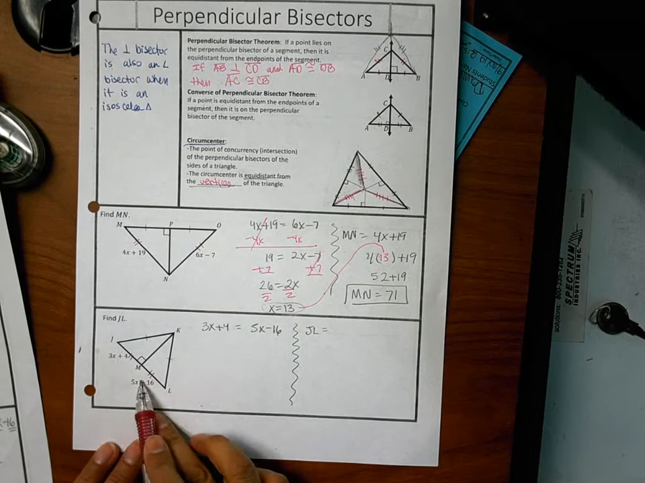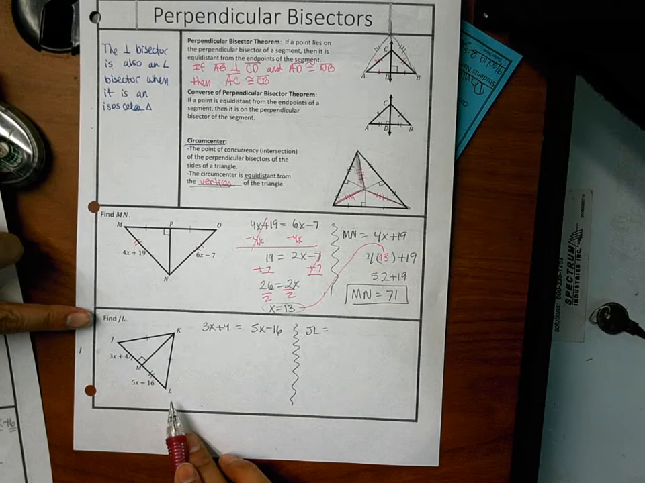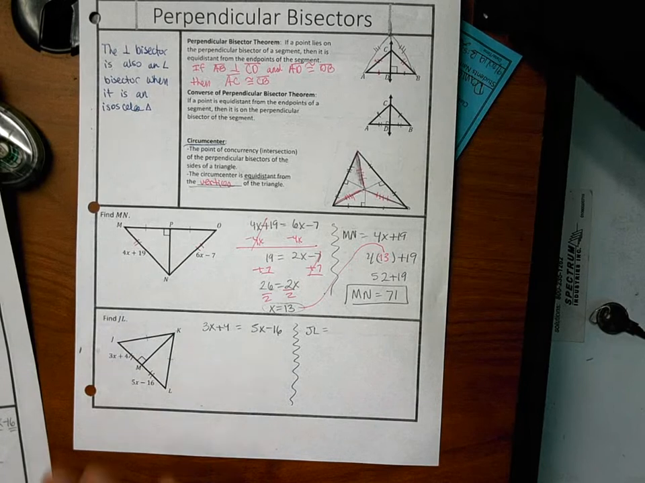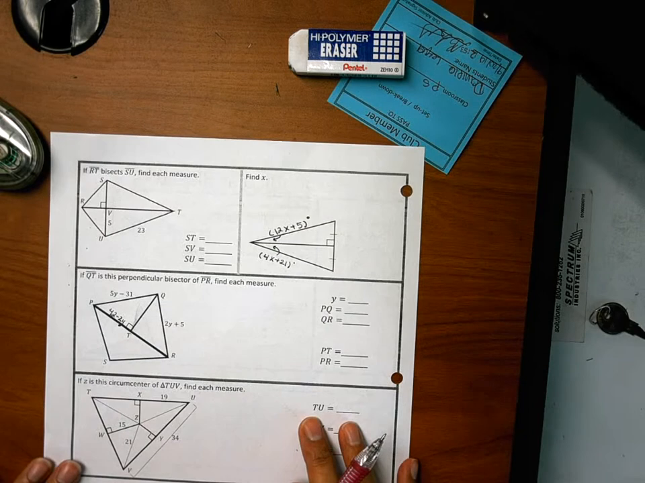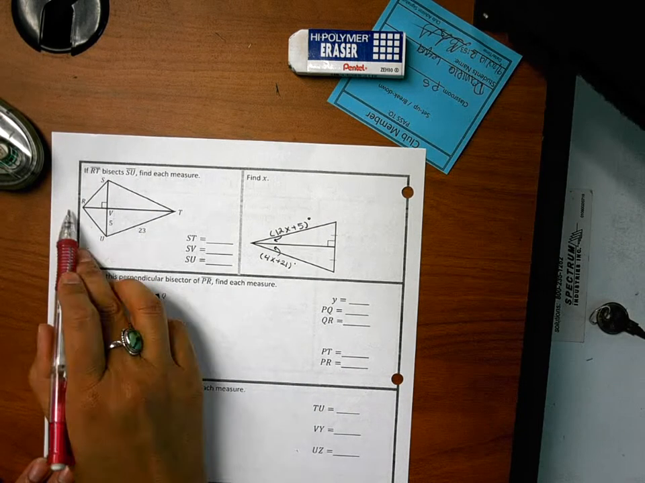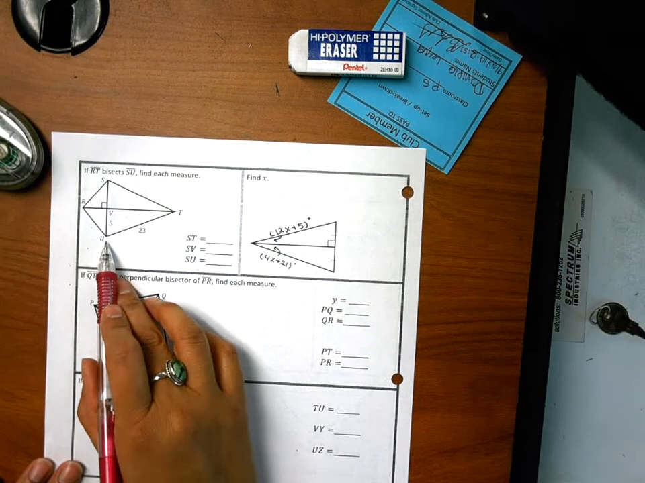Remembering at the end, they want you to find the length of JL. JL is all the way across. So think about where you're going to plug in the x and what you're going to do to find the length all the way through. And we'll check our answers together in class.